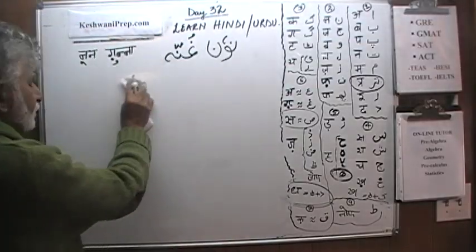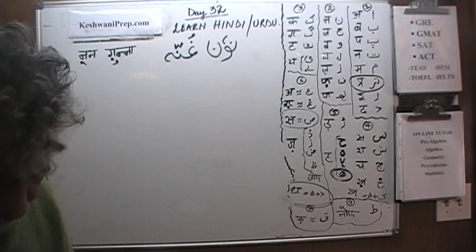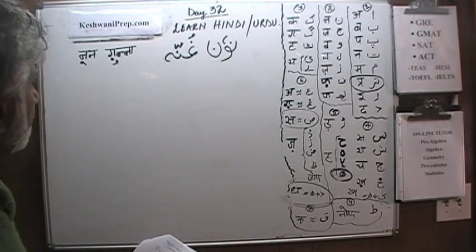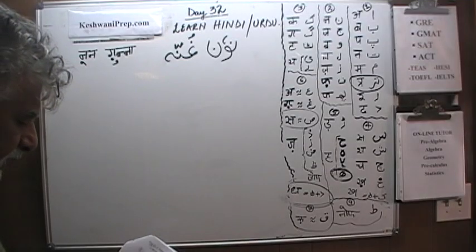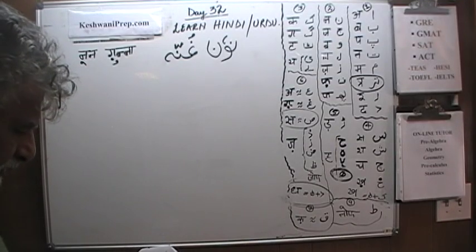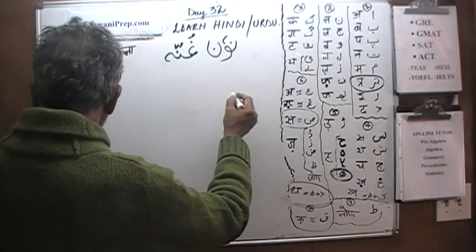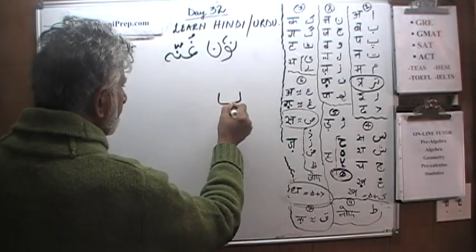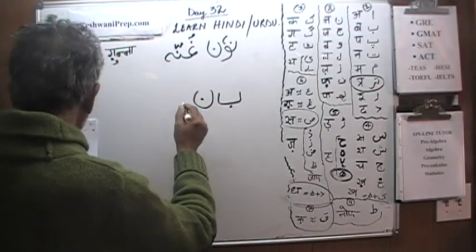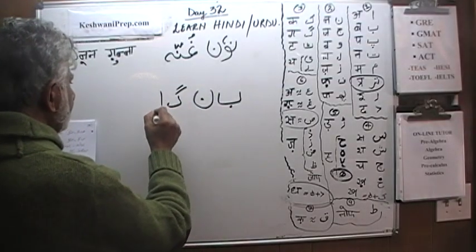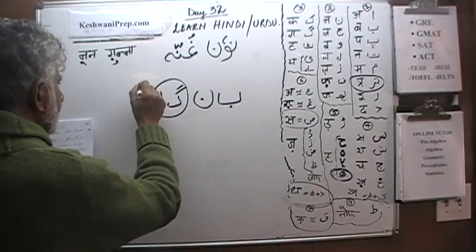Let's do one more. This is a different one. Actually, we could have continued with what we had before. I don't know why the bloody hell I erased it, because I didn't realize that I had one more. Let's do one more. Be, Noon, Gav, Alif, that's the A ki matra, and then Lam.